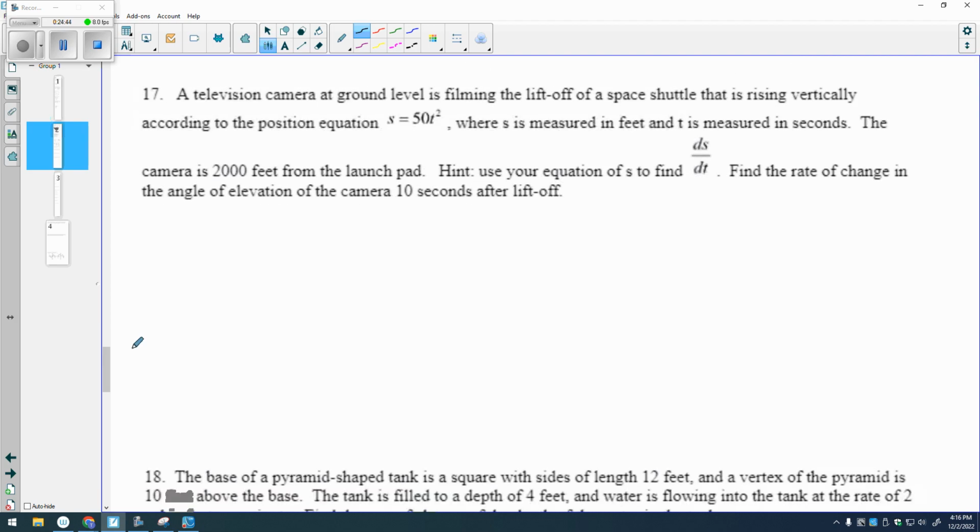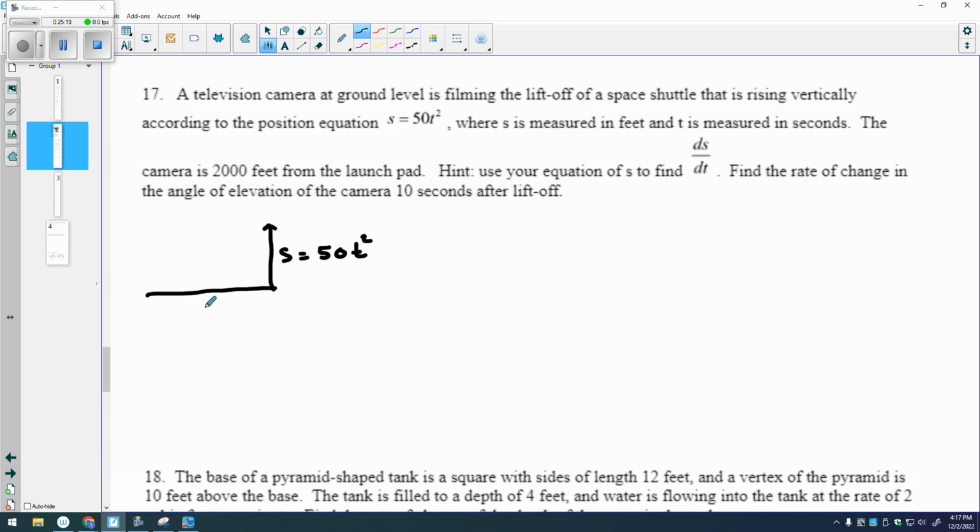All right, question 17. A television camera on the ground level is filming the liftoff of the space shuttle. Okay, so the space shuttle is going to go straight up. According to this position, my height s is equal to 50 t squared. S is measured in feet and time is measured in seconds.